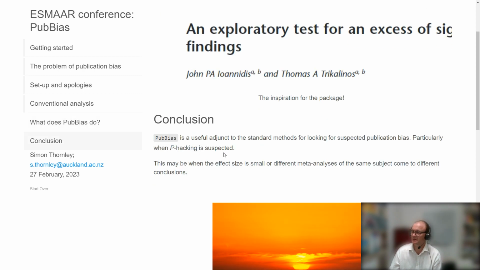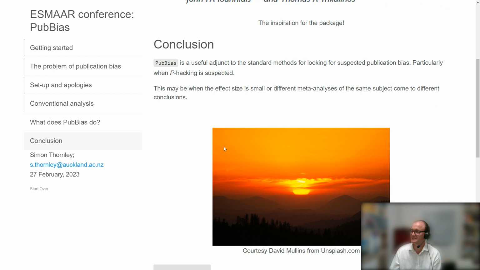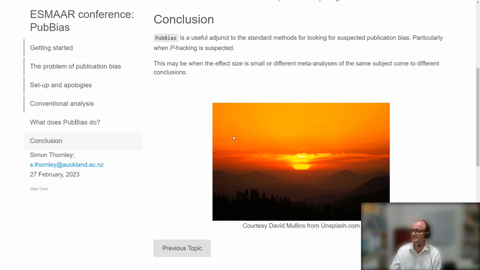So what's my conclusion? I think PubBias is a useful adjunct to the standard methods for looking for suspected publication bias, particularly when p-hacking is suspected. And this may be when the effect size in a meta-analysis is small, or different meta-analyses on the same subject come to different conclusions, such as was the case with me.